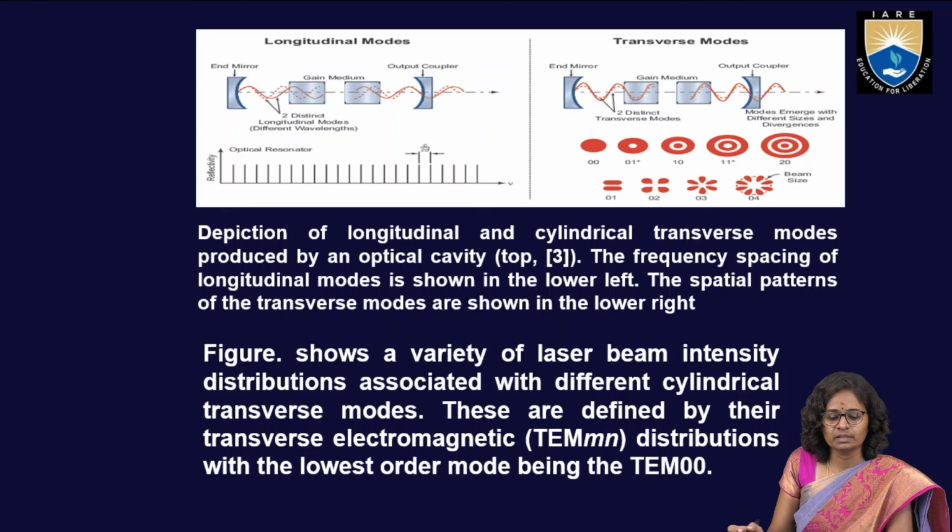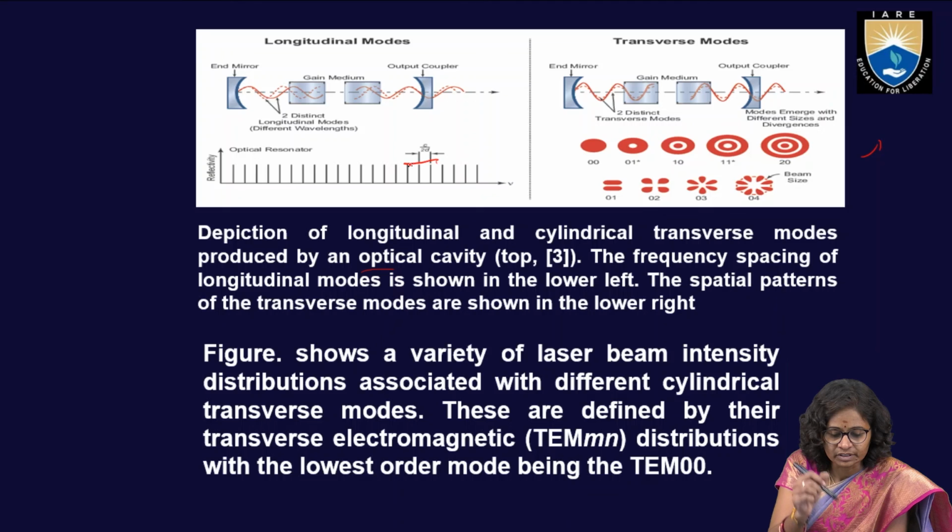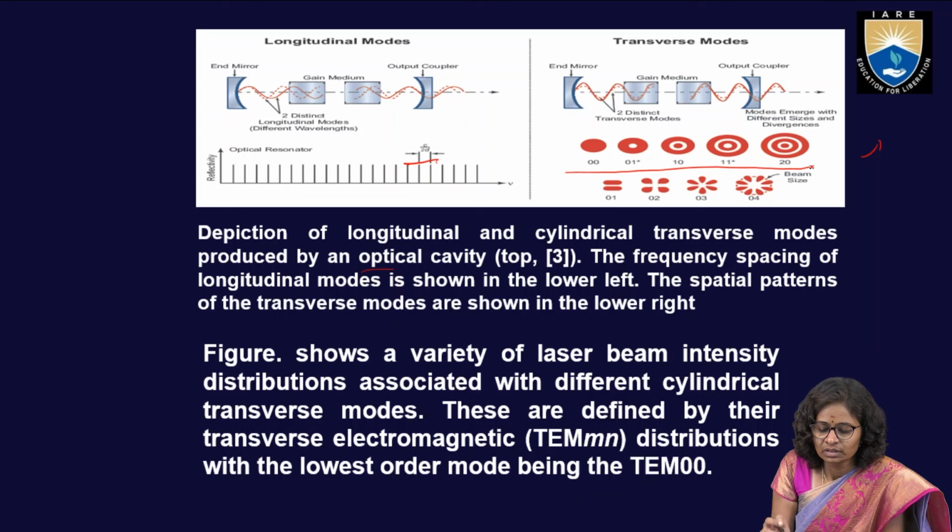Here you can see in the figure a depiction of longitudinal and cylindrical transverse modes produced by an optical cavity. The frequency spacing of longitudinal modes is in the lower left. The spatial patterns of the transverse modes are shown in the lower right. Here you can see the transverse modes, that is TEM modes. This is TEM00, TEM01, TEM10, like that.